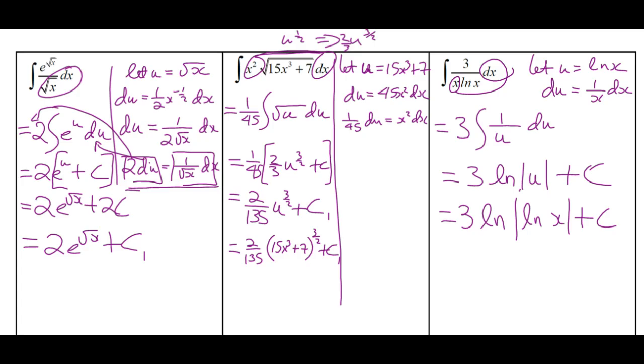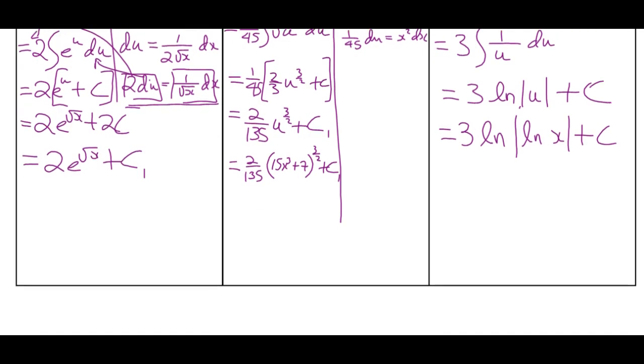What's ln of ln? Ln x is the exponent you raise e to, to get x. No, it can be negative.